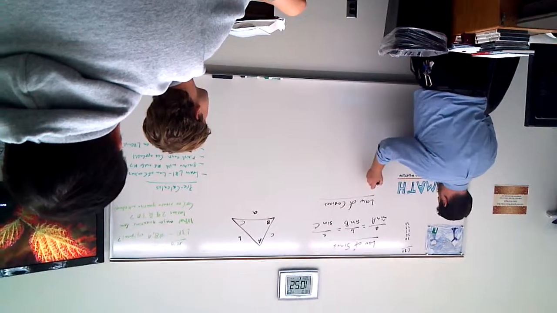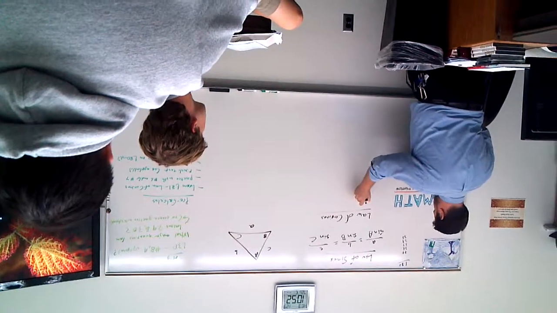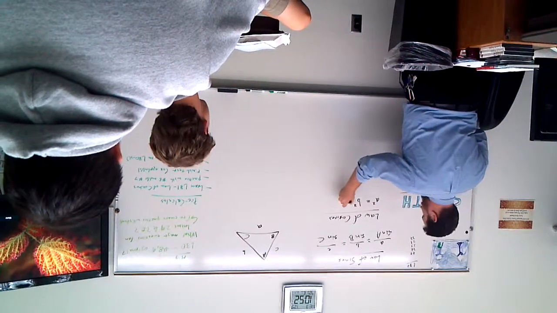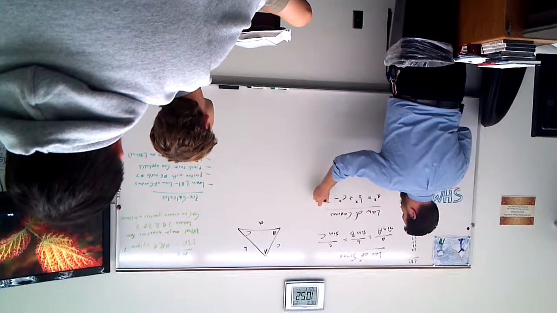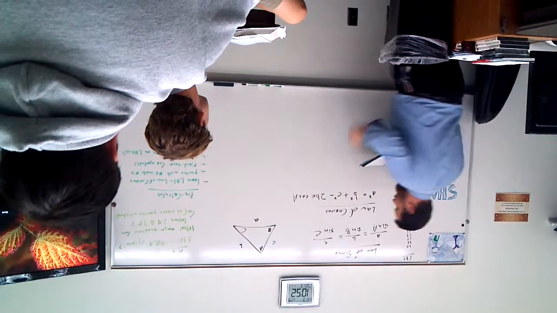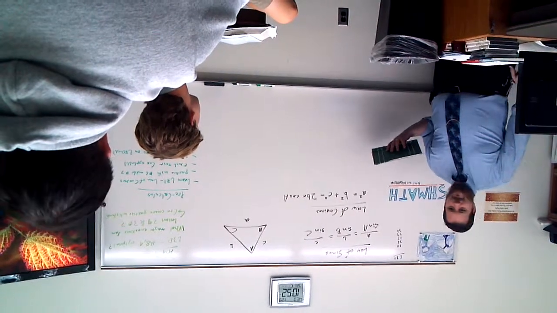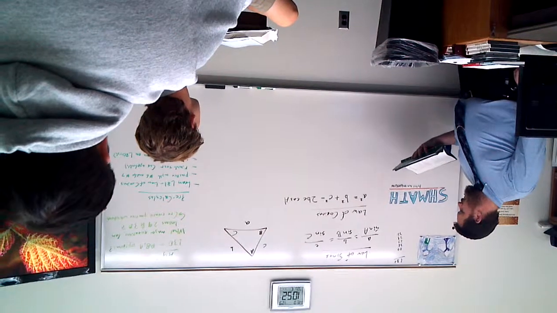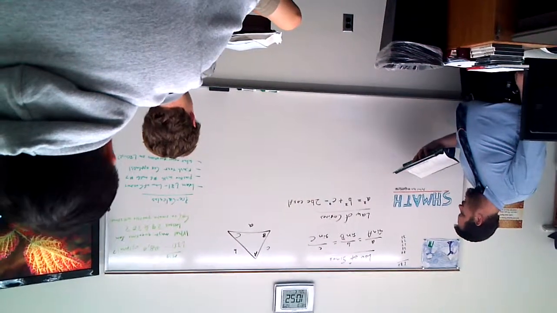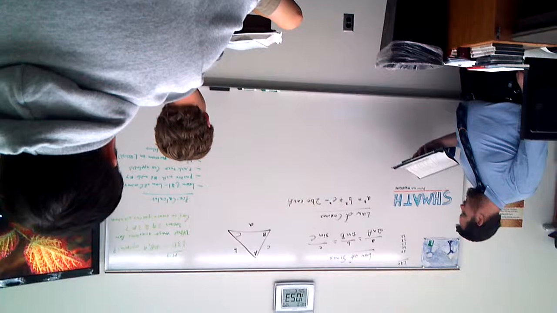For the law of cosines, here it is. A squared equals B squared plus C squared minus 2BC cosine A. Fun. Yes, it's very fun. Why is that different?